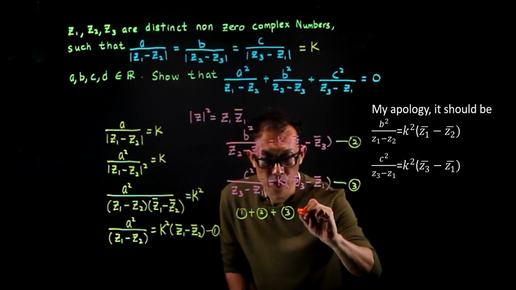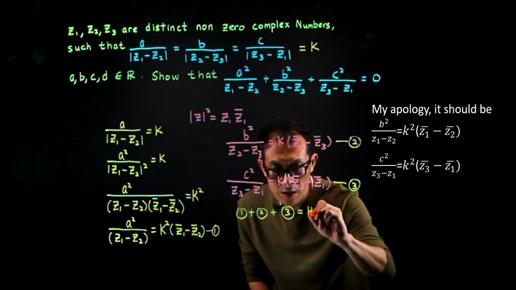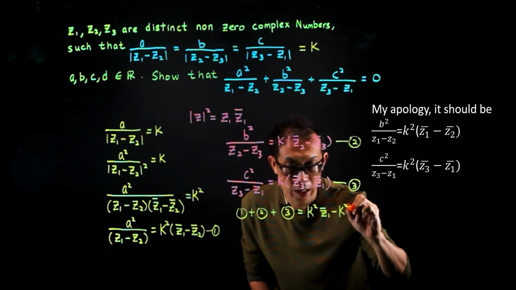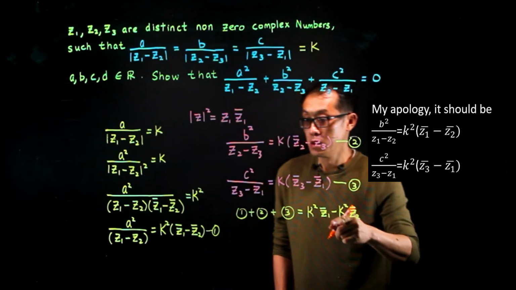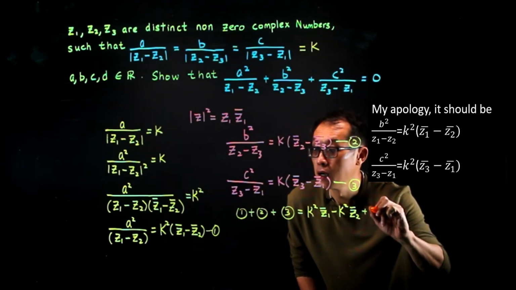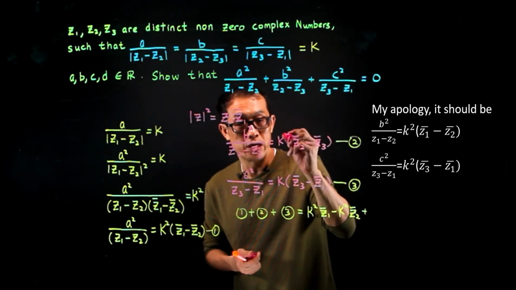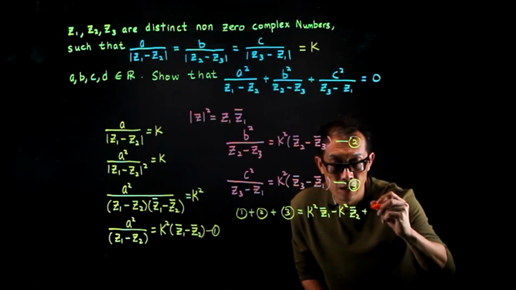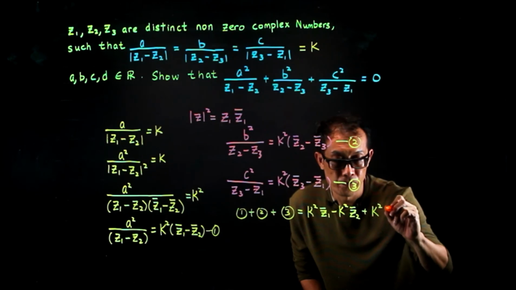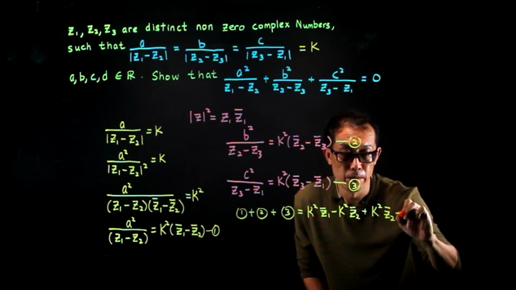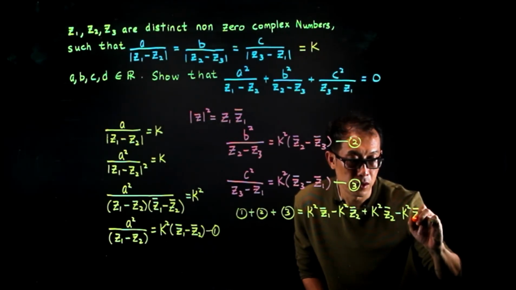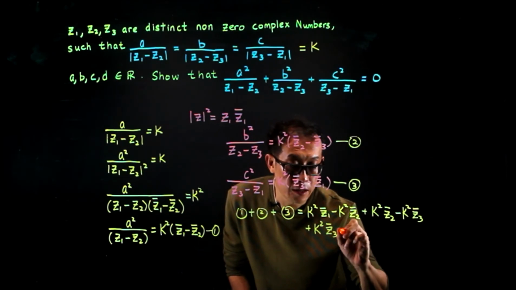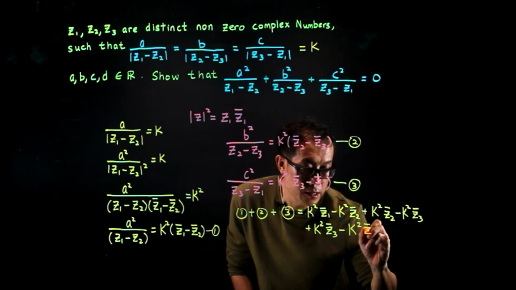It will be equal to k squared conjugate z1 minus k squared conjugate z2, plus, here must have a square because I'm squaring both sides, k squared conjugate z2 minus k squared conjugate z3 plus k squared conjugate z3 minus k squared conjugate z1.